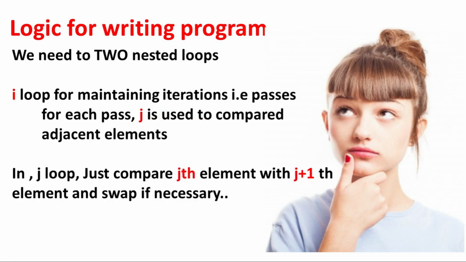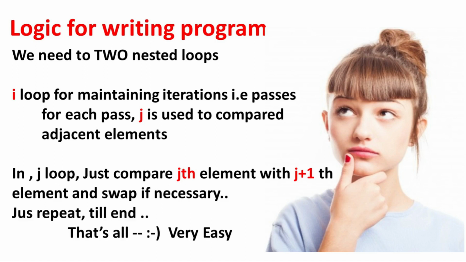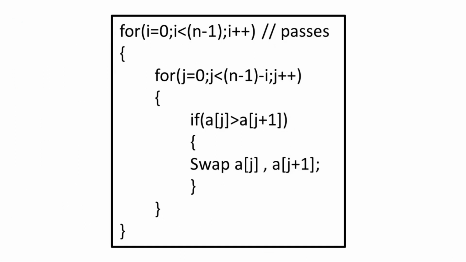Try to compare the J element with the J plus 1th element. Swapping depends upon whether you are arranging elements in ascending order or descending order. Swap these positions if required. That's it. You just repeat this process n-1 number of times. Automatically you can see the data in sorted order. This is the main logic to write the program.